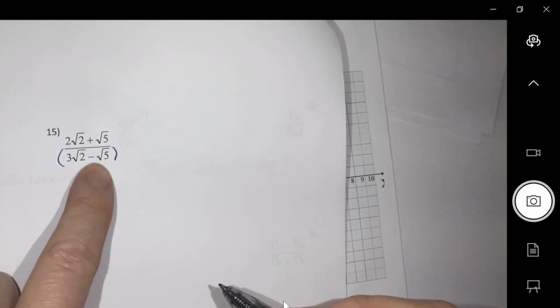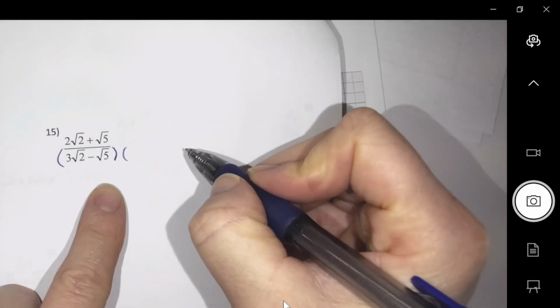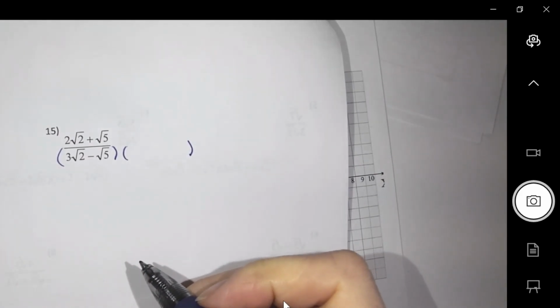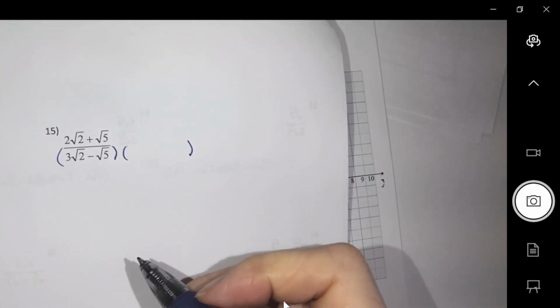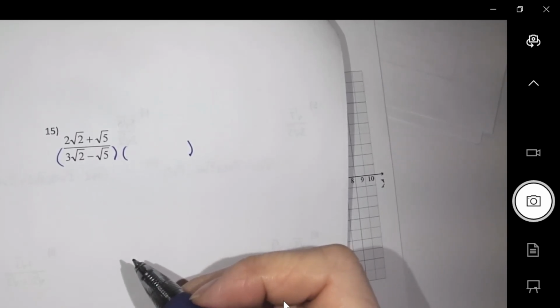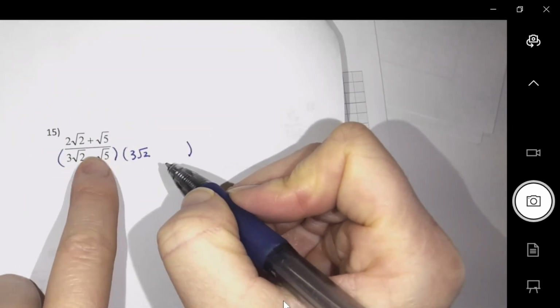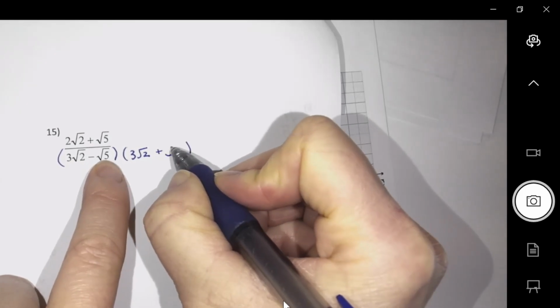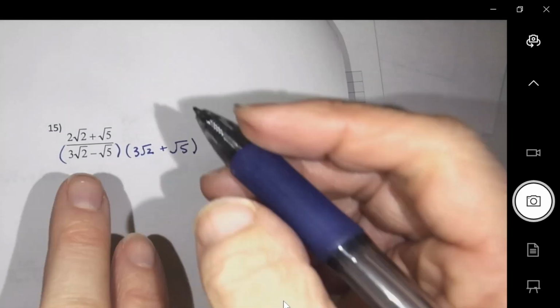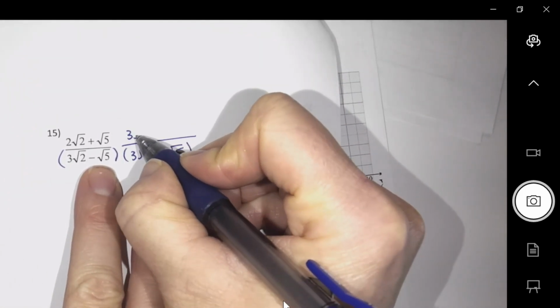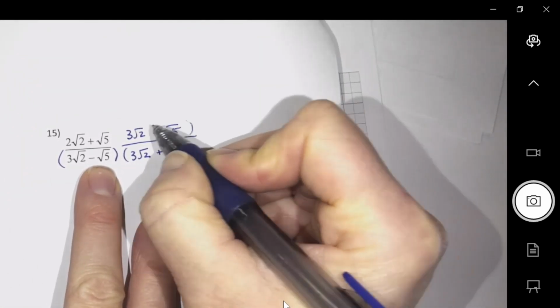So what was the trick to getting rid of them when there was a binomial? Multiply by the, and that weird word, what was that one? Conjugate. So what is a conjugate? It's the plus minus of whatever you have, right? The opposite. So 3 root 2, this is a minus, so mine will be a plus. If you do that to the bottom, you have to do that to the top.